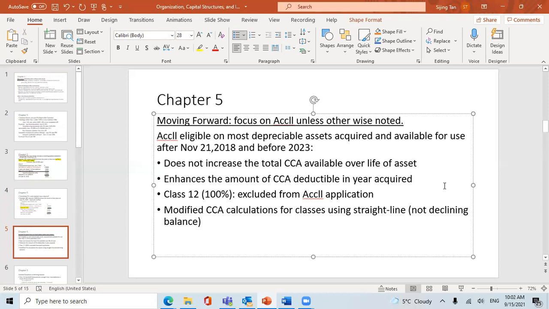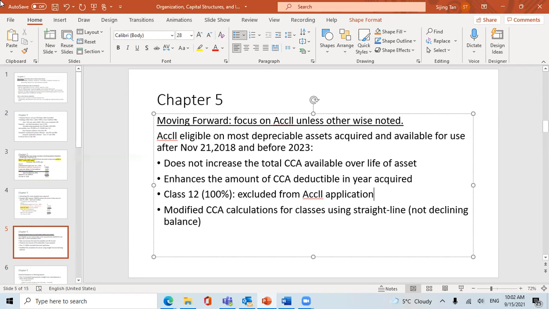So this accelerated investment incentive rule does not increase the total CCA available over the life of the asset. It just enhances the amount of CCA deductible in the year acquired. So it only works for the first year. But we'll take care of class 12. This is a 100% deduction. It is excluded from the accelerated investment incentive application. What we got on these rules is on our page 211. They give you examples of the class 12 assets.